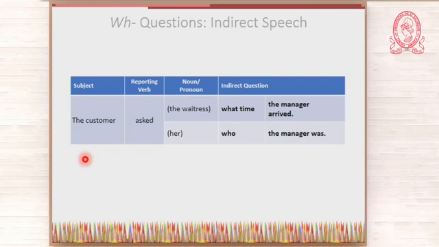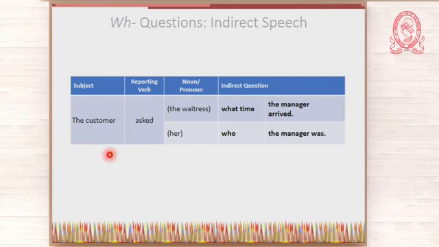Now, let us see the second one. And this is very important. You have to pay attention and you have to remember this. The customer asked her who the manager was. Okay? You have to be very careful because we would have the tendency to change the position of was and put it here, but that sounds like a question. Who was the manager? Okay? And this is not a question. You are reporting a question that somebody had asked.